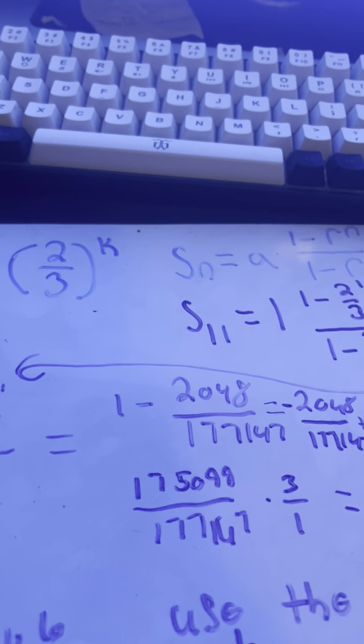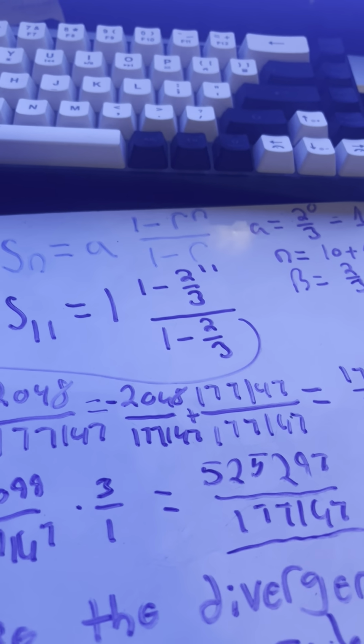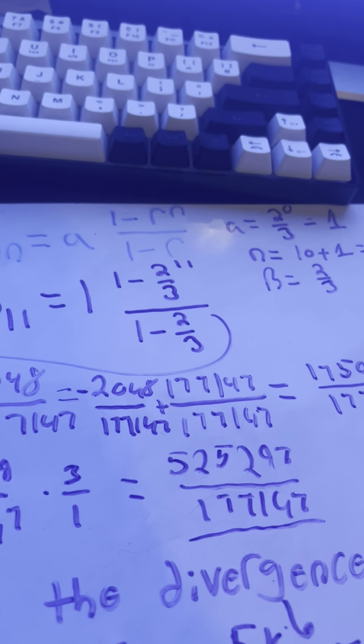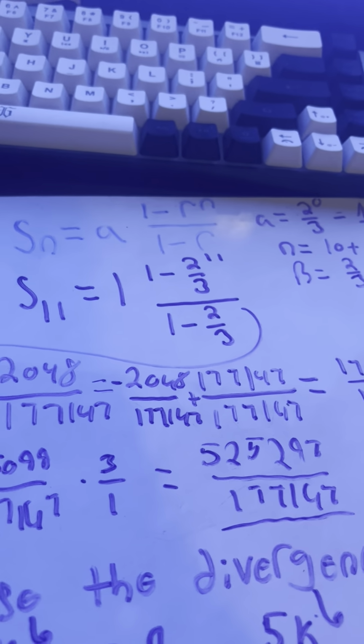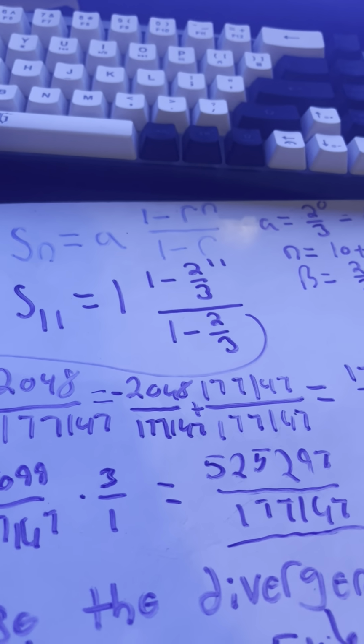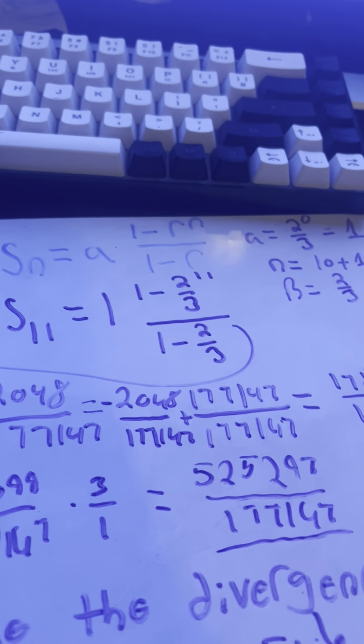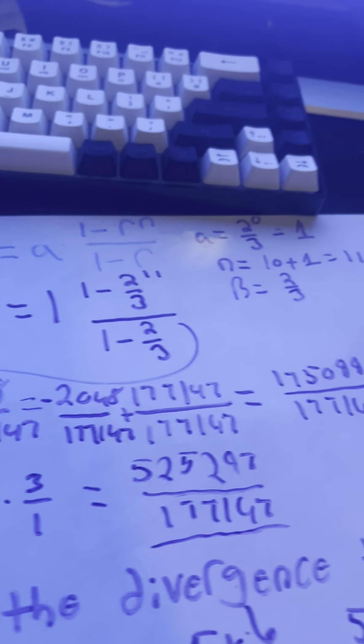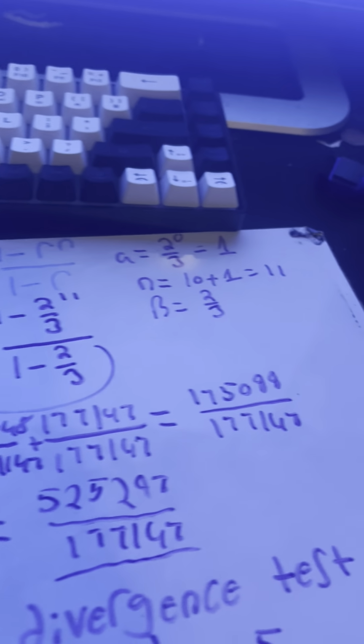177,147. And when we subtract that by 1 here, what we can do is we can write our 1 as 177,147 over itself, which will give you 1. And how I wrote it here is negative 2048 over 177,147 plus that, which is going to be the same thing as this, which is just going to give us a fraction. So it gives us this fraction here.